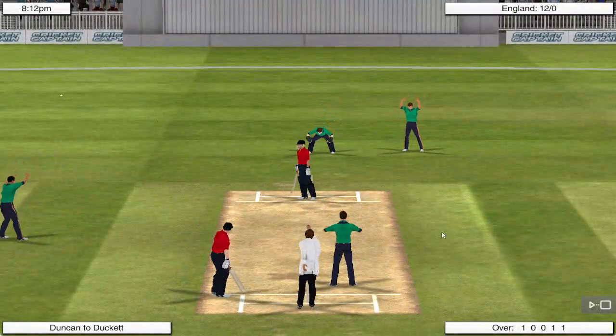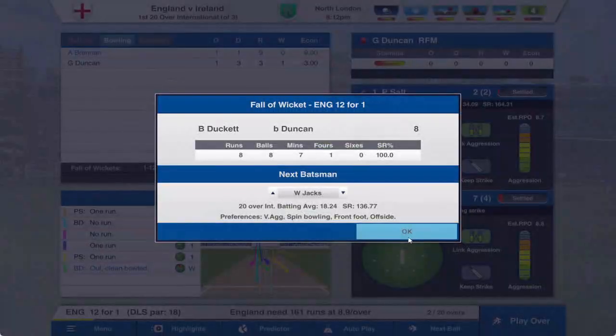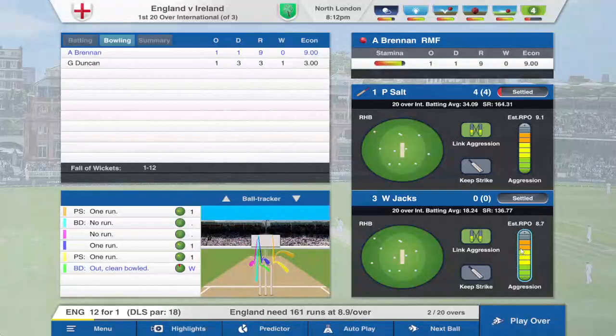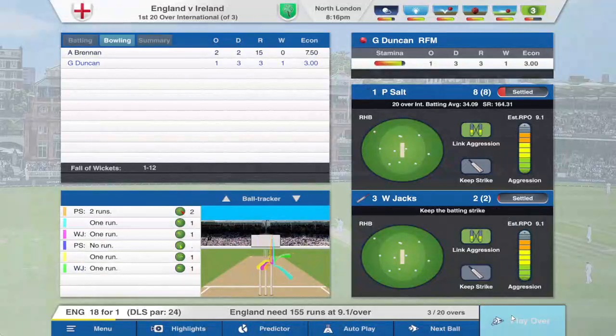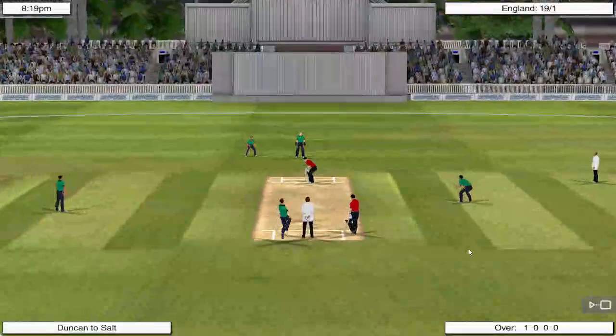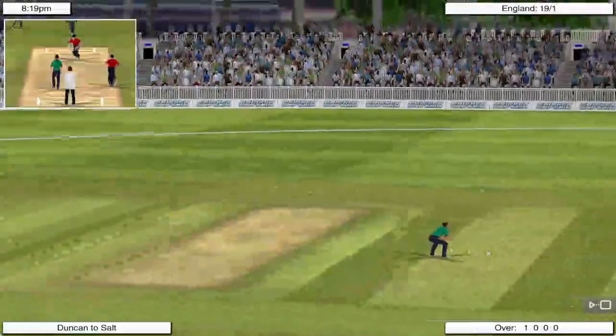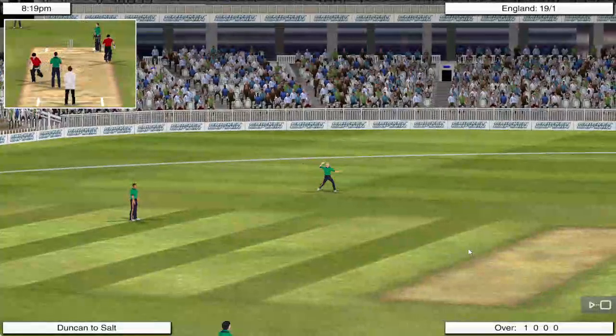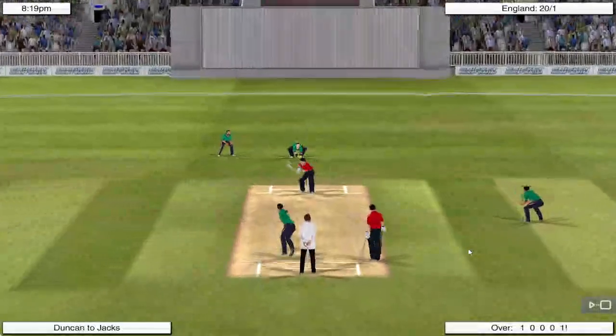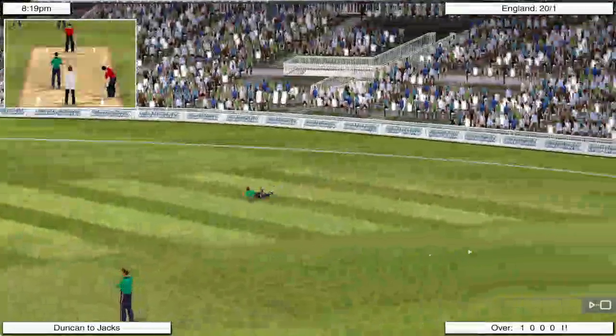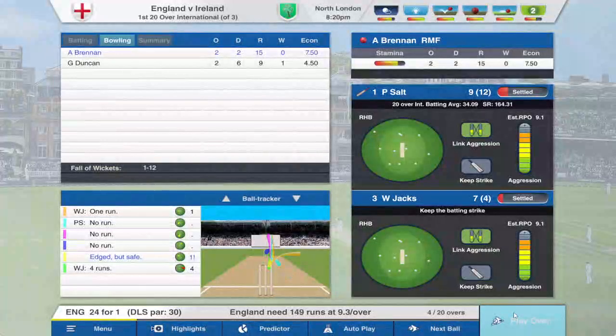Ben Duckett gets out. Duncan gets the wicket of Ben Duckett. That is not good for England. And 3 overs gone, 18 for 1. So not a great strike rate, and not a good number in terms of wickets. Already lost 1, the opener Ben Duckett.